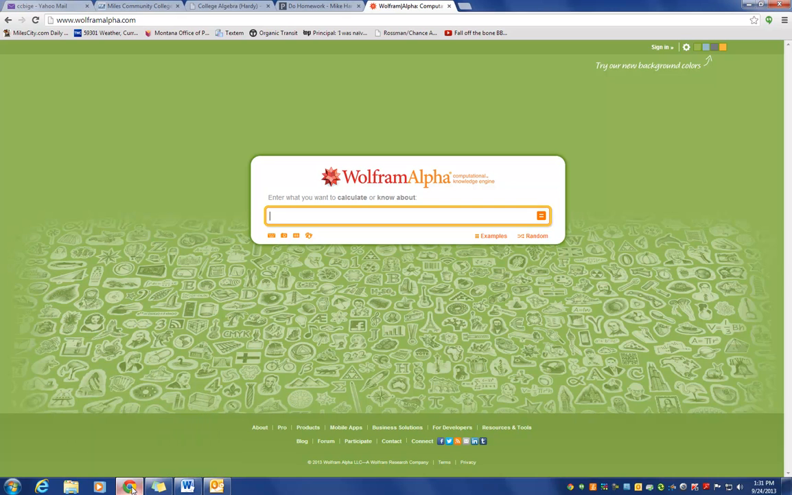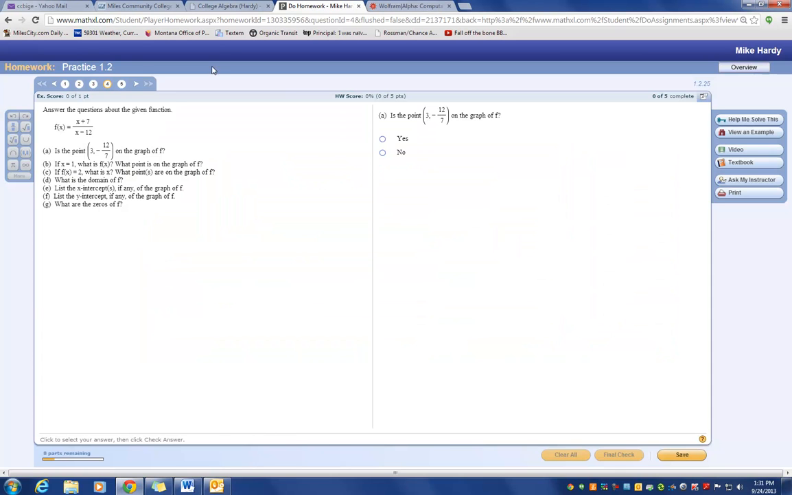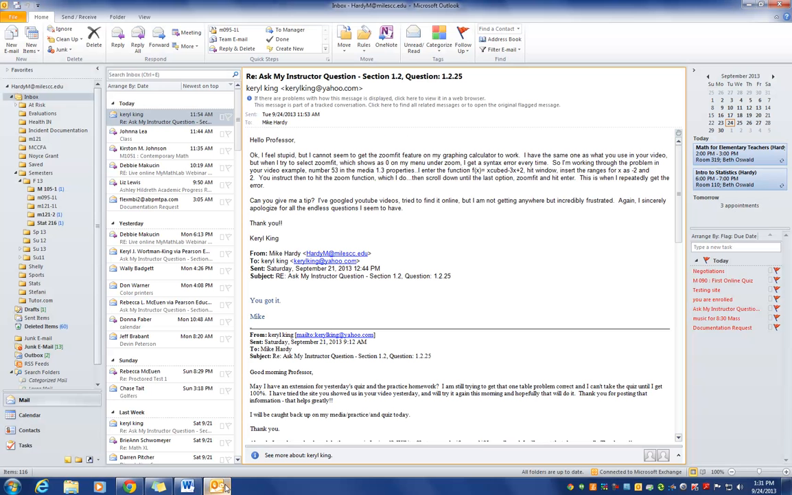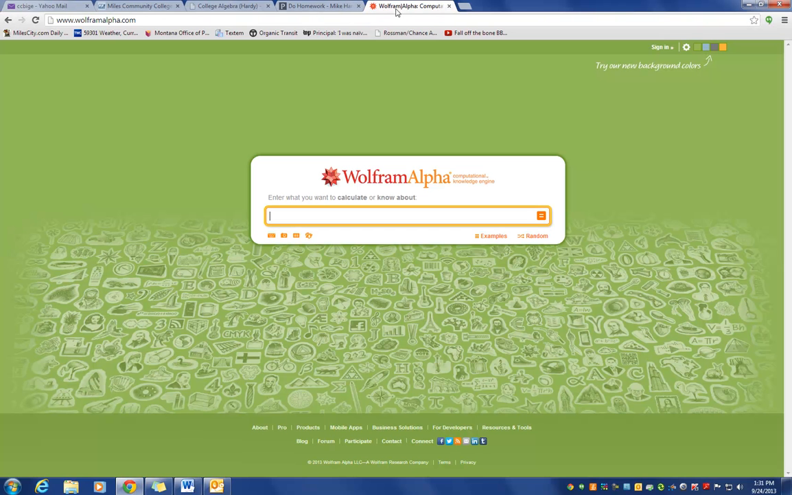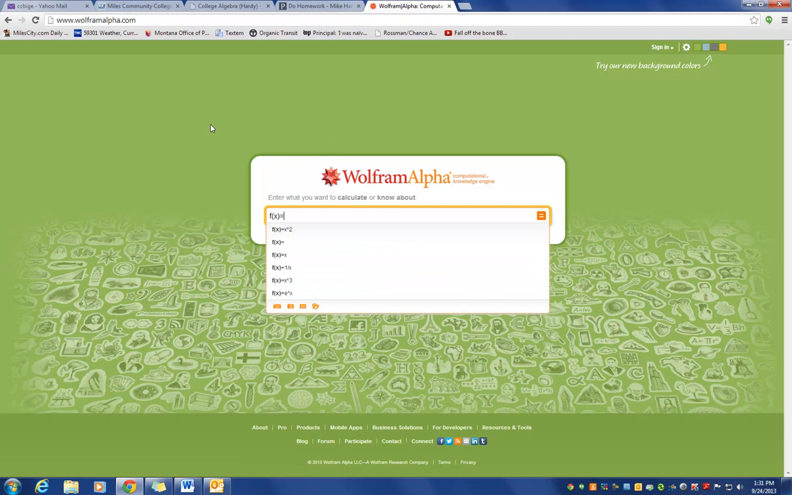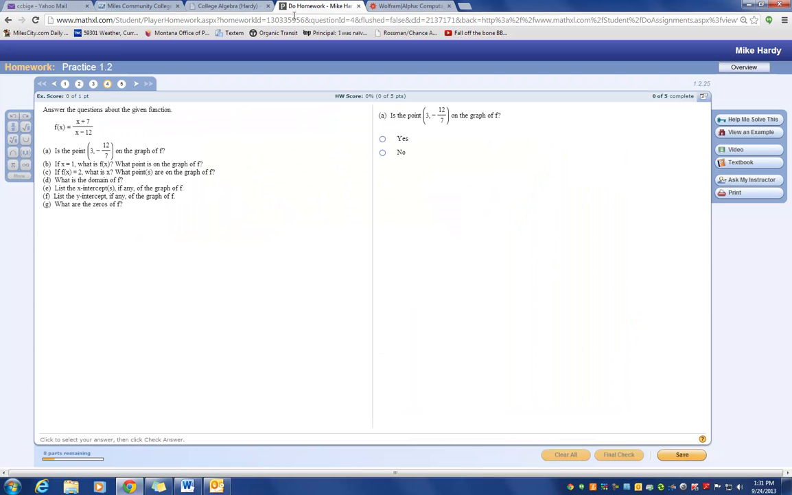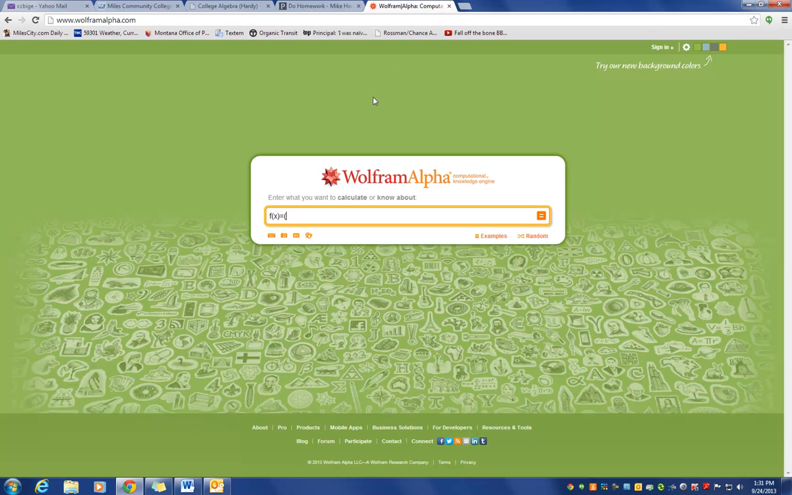All right, so let's see if we can do this problem on Wolfram Alpha. First of all, let me write in the function. Let me write in the function f of x equals, I'm going to use parentheses to denote the top and bottom, x plus 7 over x minus 12. Just see what it gives me first.